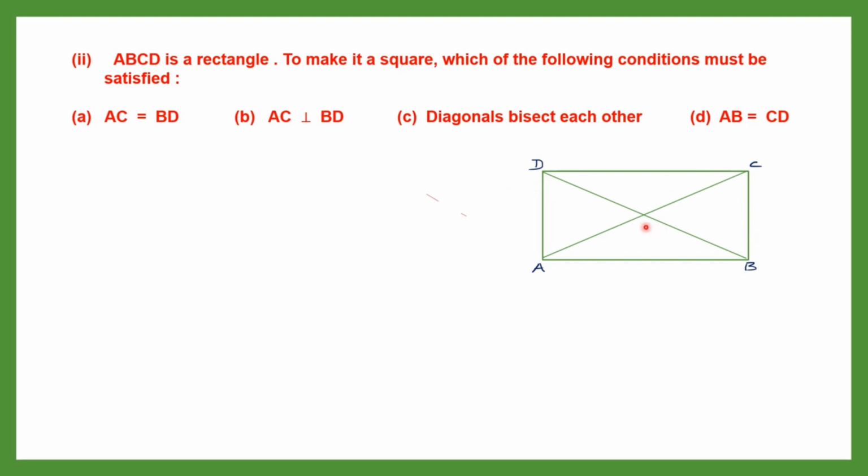Okay, so this is the rectangle. So what is the rectangle? The opposite sides are equal. They have diagonals which are also equal. But look carefully, the diagonals are not meeting at right angles.